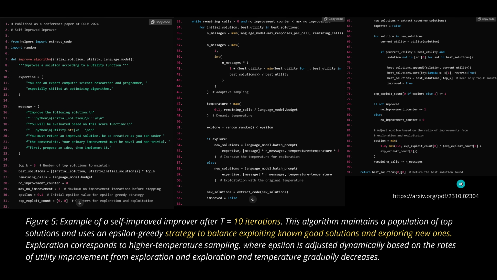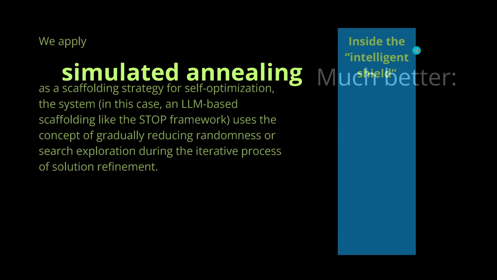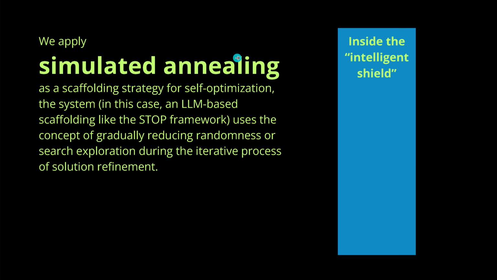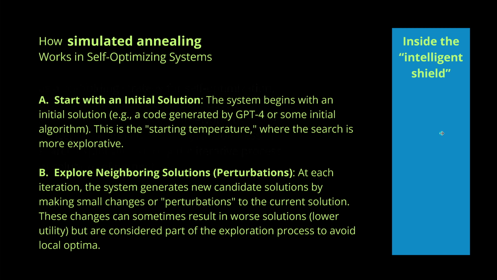So you see, you have to see this also sometimes in perspective. Now, you know a better meta-heuristic is of course simulated annealing. So inside the intelligence shield, we now apply a better solution, a better meta-heuristic, simulated annealing as a scaffolding strategy for our self-optimization. The system, in this case an LLM-based scaffolding like here the STOP framework from Stanford, uses the concept of gradually reducing the randomness or the search exploration during the iterative process of solution refinement.